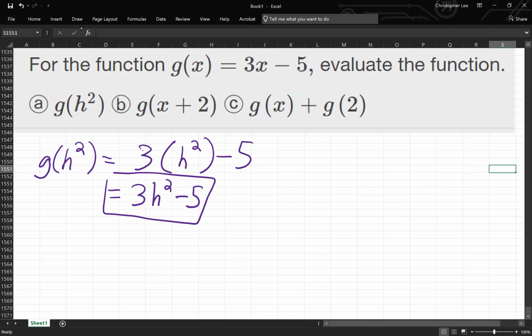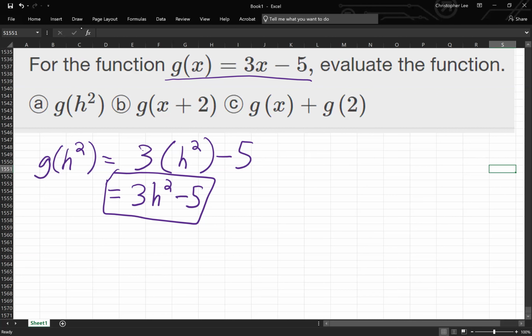All right, any questions on that? This is the original equation up here. Did this make sense? This was a little complicated. So literally just replace the variable x with h squared and we're good to go.